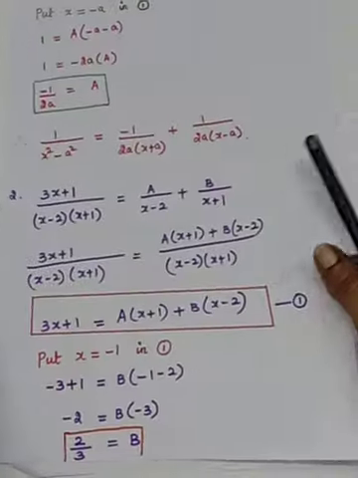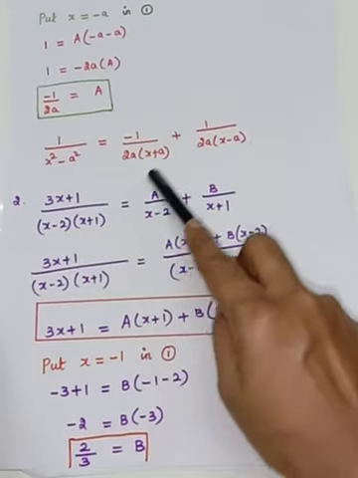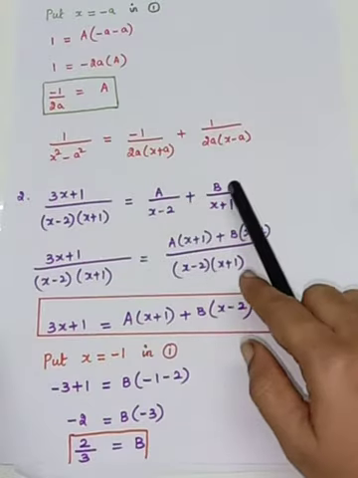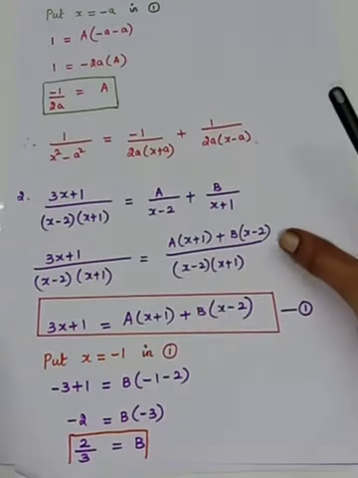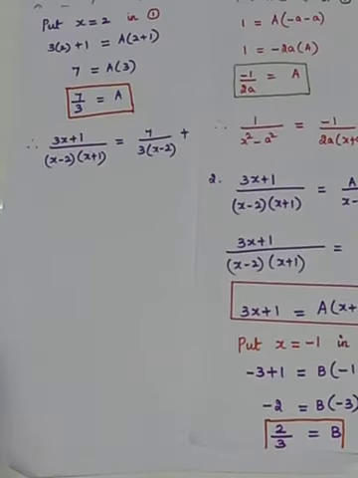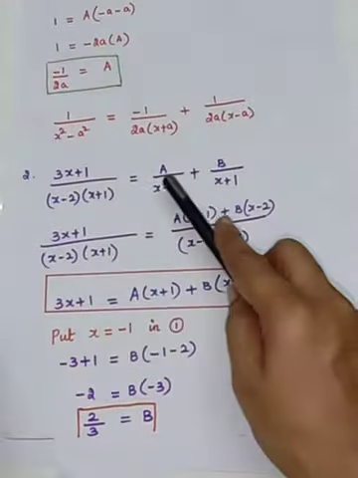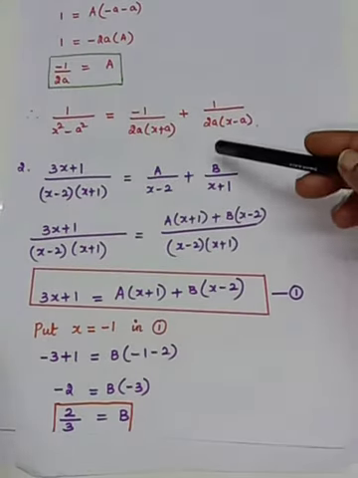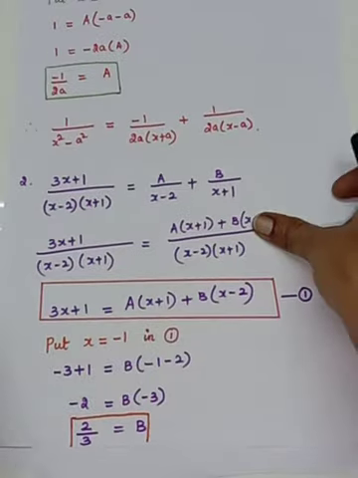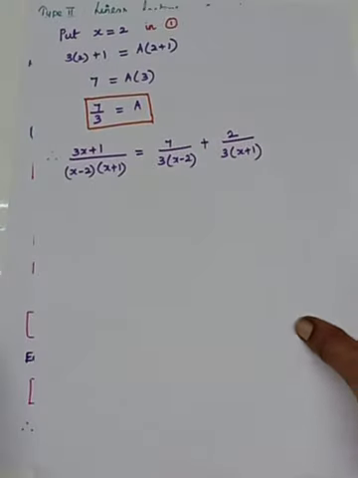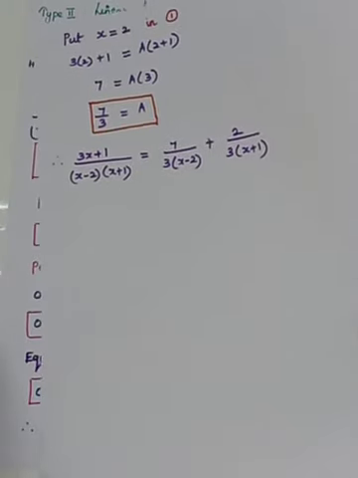What you have to do? Go to the first step. The first step only, we decomposed into sum of two expressions. So therefore in the place of a, what will you substitute? It is 7 by 3, isn't it? So 7 by 3 into 1 by x minus 2, plus what is your b? b is equal to 2 by 3. 2 by 3 into 1 by x plus 1. So see the final answer. So we have completed the first type.